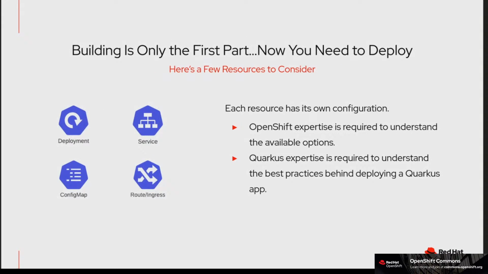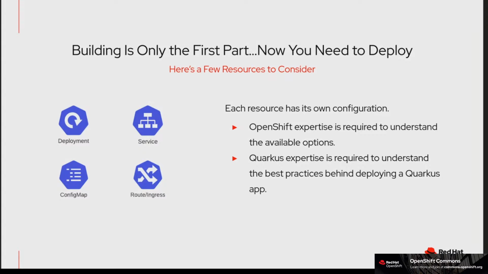Of course, building is only the first part. Once you build that, now you need to think about how you're going to deploy it. That also is going to require both OpenShift and Quarkus expertise. The OpenShift side comes in because you need to know what options are available to you. There are different OpenShift resources: deployment, service, config map, and route, and they all serve unique purposes. The Quarkus side comes in because you need to know, within those options, what the best practices are. What are the liveness probes that you need to set, resources, all of those things. So there are a lot of different things you need to consider when trying to build and deploy a Quarkus app into OpenShift.